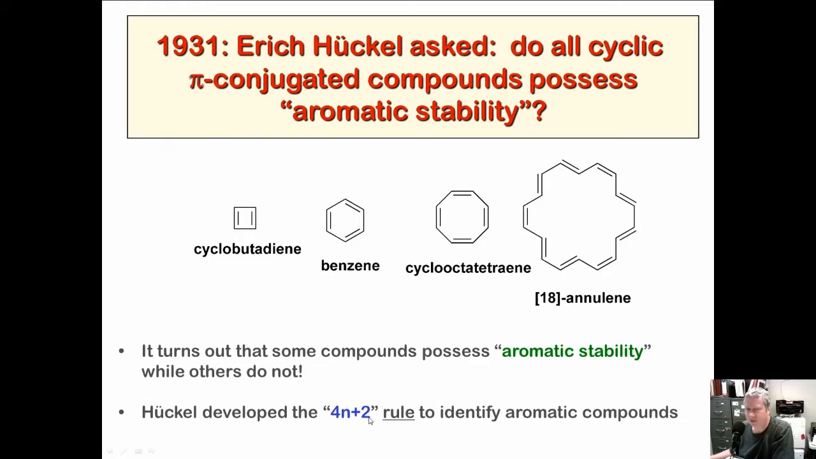4N plus 2, right? We're going to see that there's other compounds that do not have 4N plus 2, and there are going to be two classifications. They're going to be called anti-aromatic or non-aromatic, okay? And we'll talk about those in a second. But think about cyclobutadiene. How many pi electrons are there? Is it 4N plus 2, or is it maybe 4N? Well, there's 2 here, 2 there. It's 4, right? Does 4 electrons match 4N plus 2? Not if N's an integer, right? Okay, so let's go to the next slide.